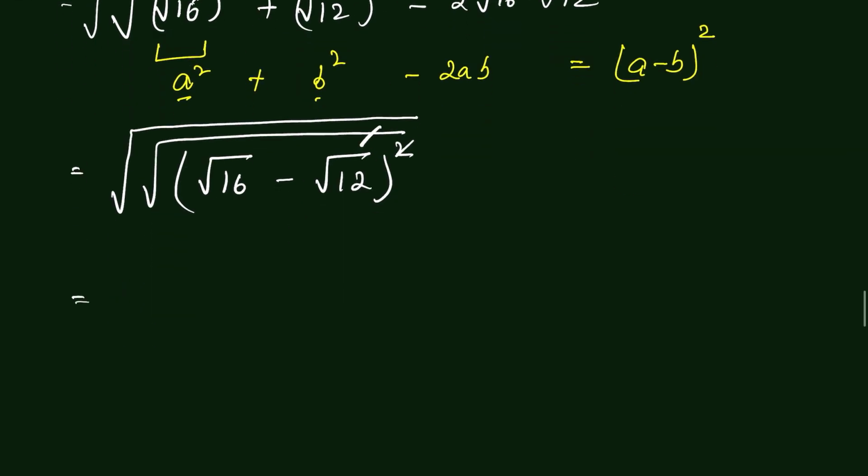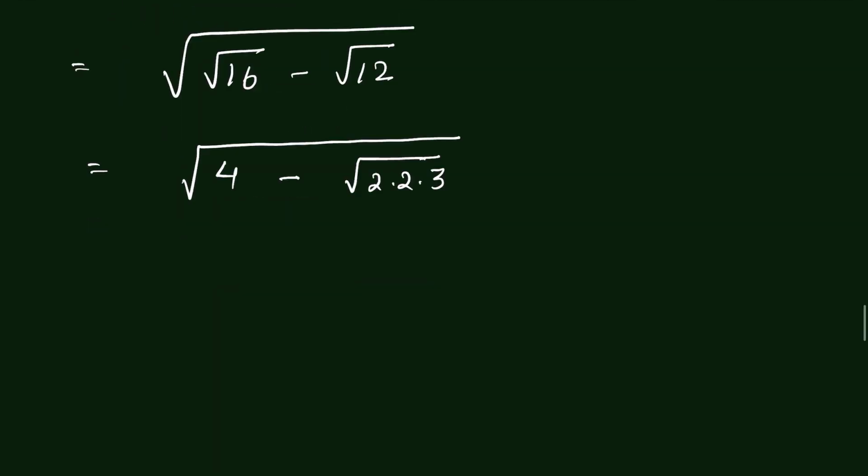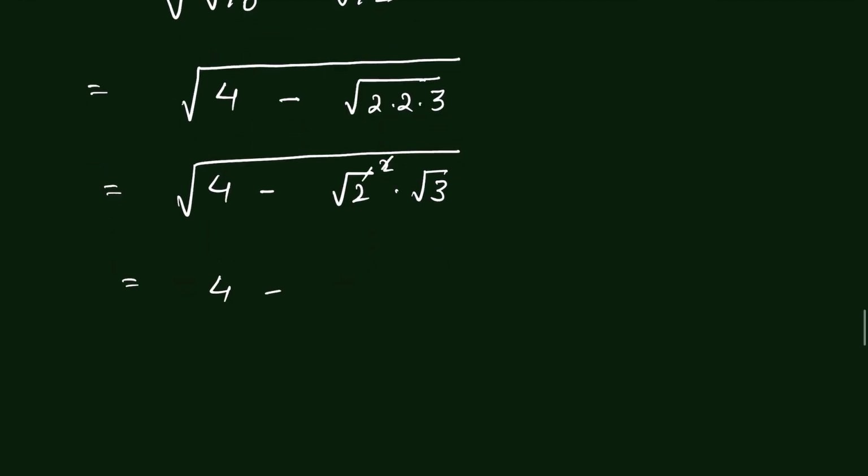Now we have square root of 16 minus square root of 12 under square root. Now square root of 16 is 4 minus square root of 12, we can write 2 times 2 times 3 under square root, or 4 minus this we can write square root of 2 square times square root of 3. Remove the square root with this square. So it is 4 minus 2 times square root of 3 under square root.